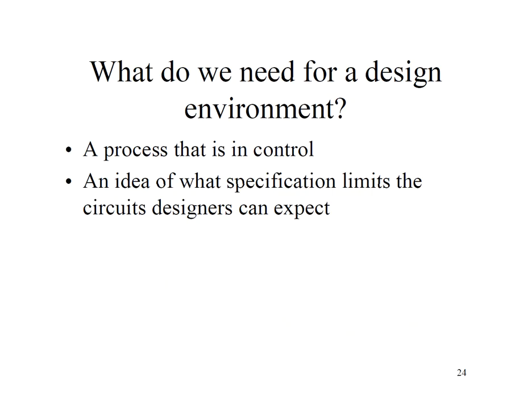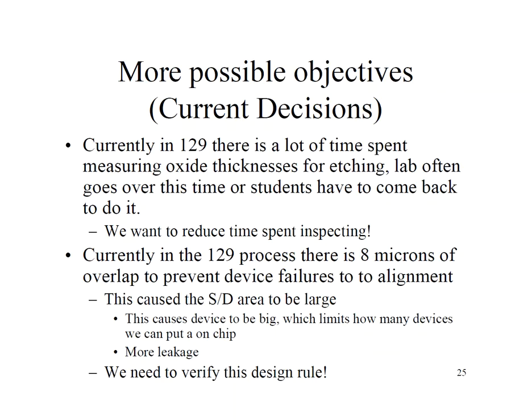So what do we need? A transistor process has many sub-processes, right? Each sub-process needs to be in control, which means there's no trend. The variance that's showing up is just random, right? And then the variance is small enough that we can reliably predict circuit performance. All right. Now, what are other decisions?